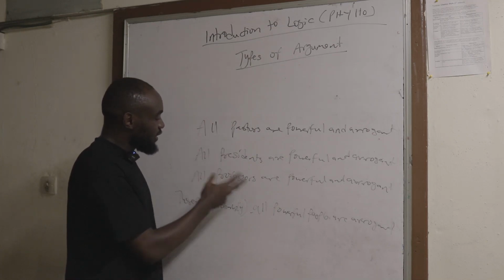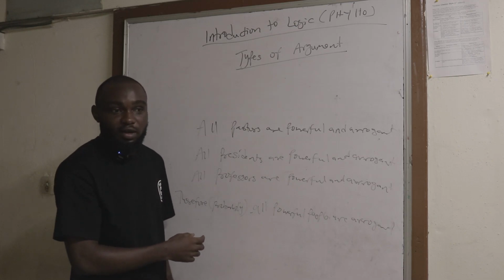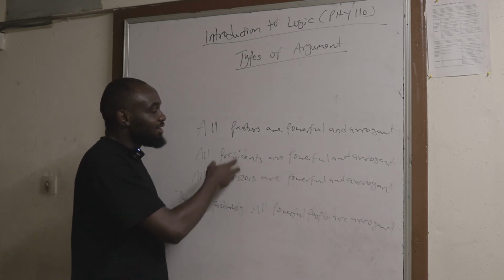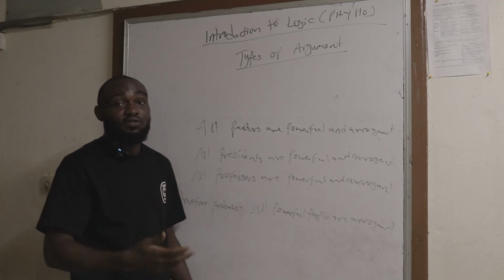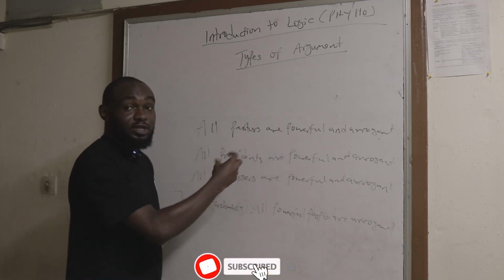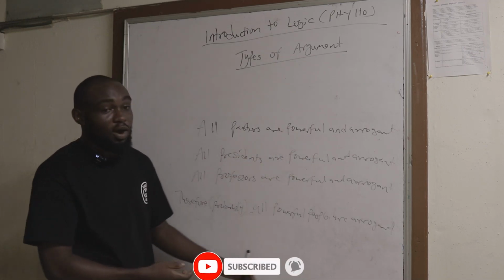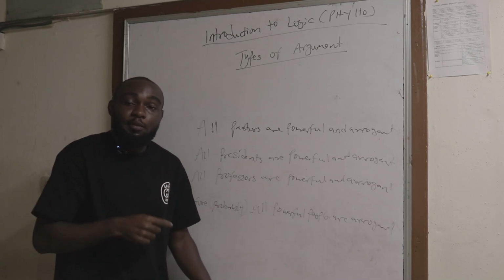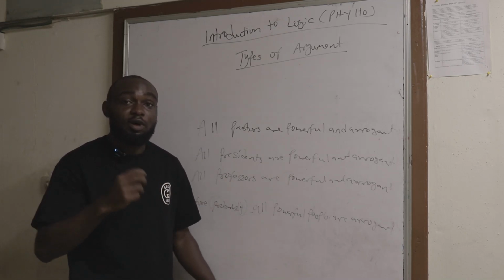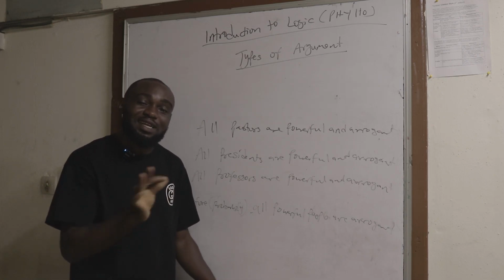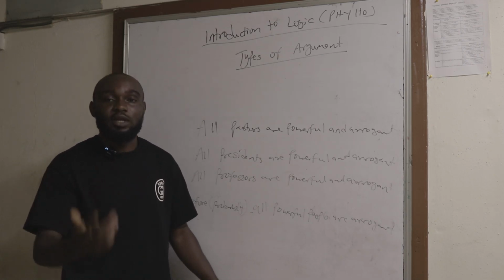So we have few cases. All pastors are powerful and arrogant. All presidents are powerful and arrogant. All professors are powerful and arrogant. These are the three examples of powerful people. So based on these few instances, we now infer that all powerful people are arrogant. So this is probabilistic in nature. And by implication, inductive arguments are probabilistic in nature. So it does not entail certainty, it only entails probability.